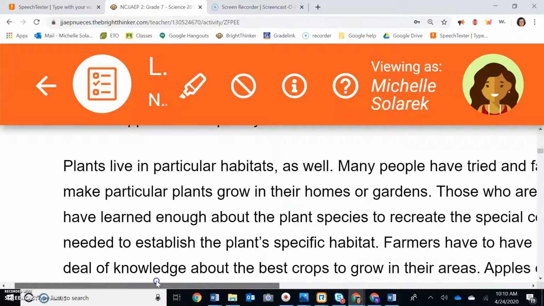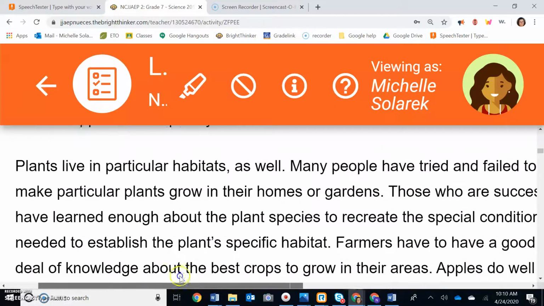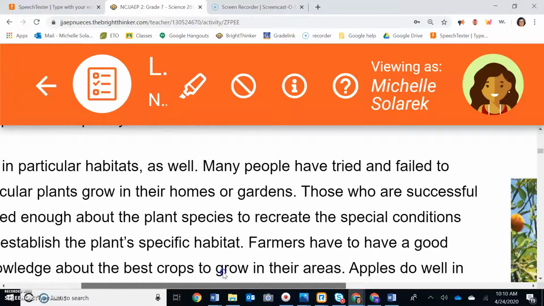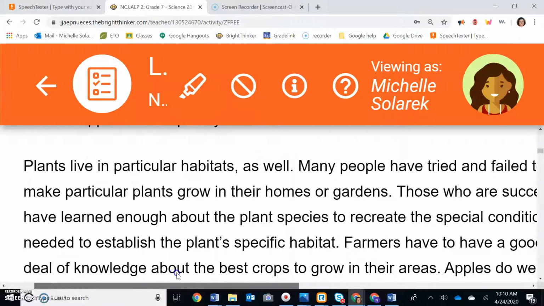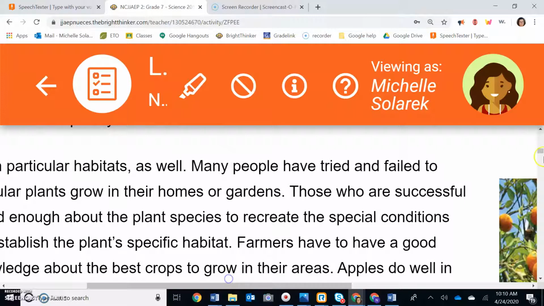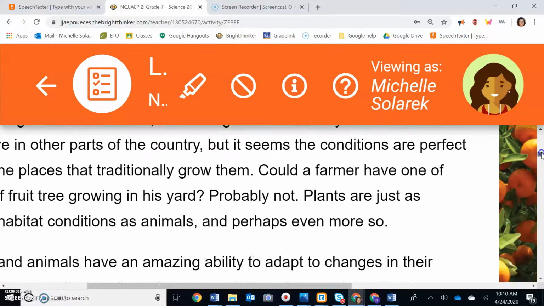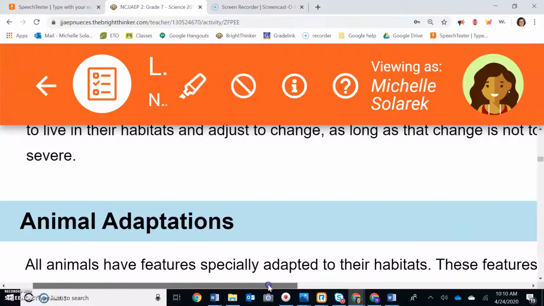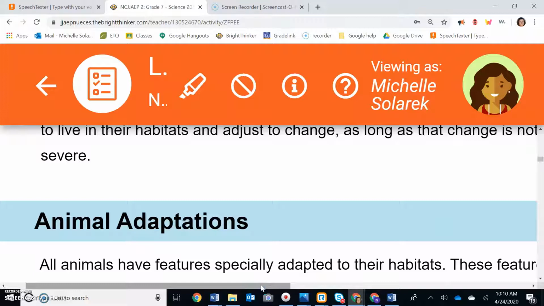Plants live in particular habitats as well. Many people have tried and failed to make plants grow in their homes and gardens. Those who are successful have learned enough about the plant species to recreate the conditions of their habitat. So basically this is just telling us that all animals and all plants need to be able to have their specific habitat to live.